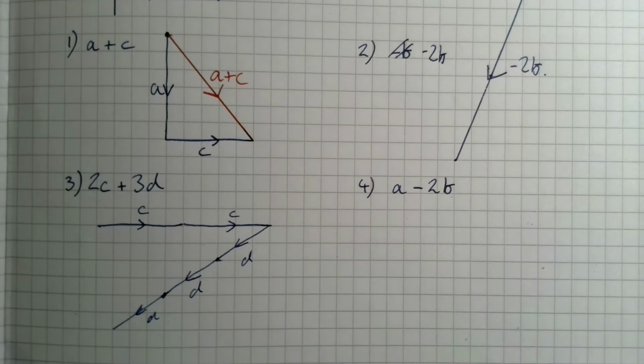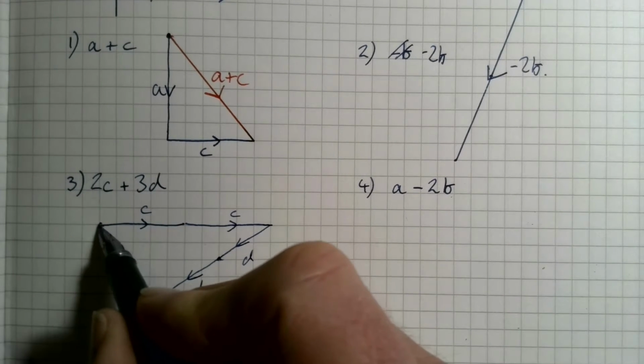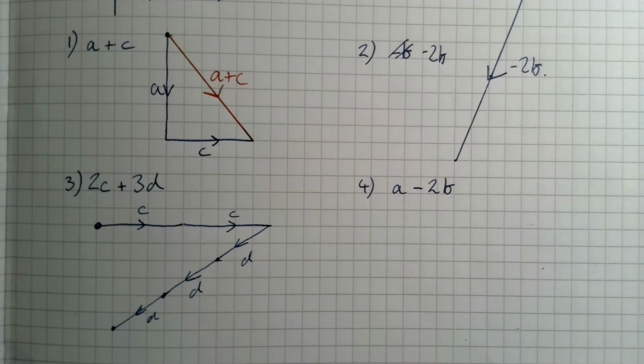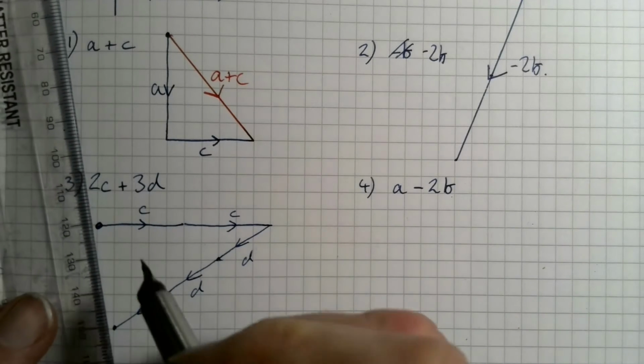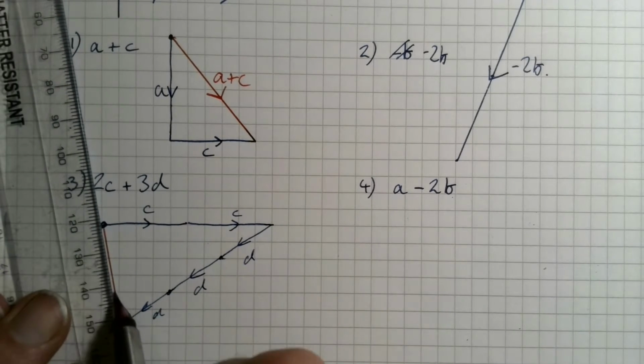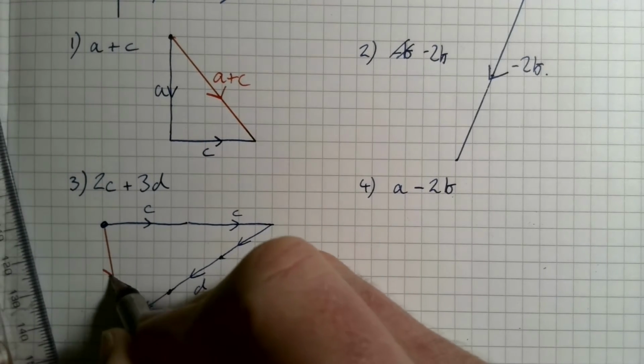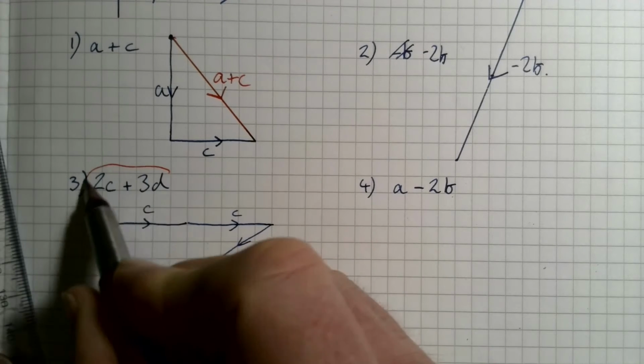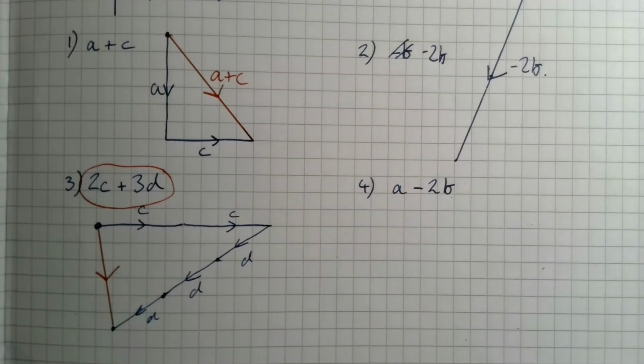So that's going to give me a resultant. I started there, I finished there, so that means my resultant is going to go straight down there, like that. That is 2c plus 3d. Not as far, but there you go. And that's all we're doing.